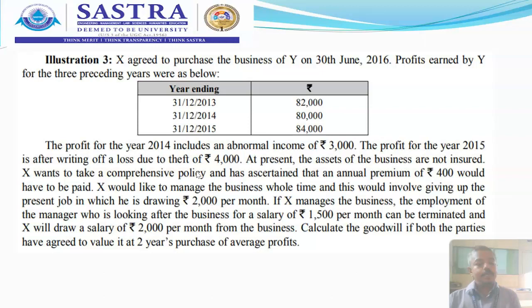All the multiple choice questions, even in the professional exam, they would like to test your concept understanding. They would like to test your conceptual understanding. That's why I gave a proper explanation for all the adjustments. Now let me reveal the answer key, the solution part.